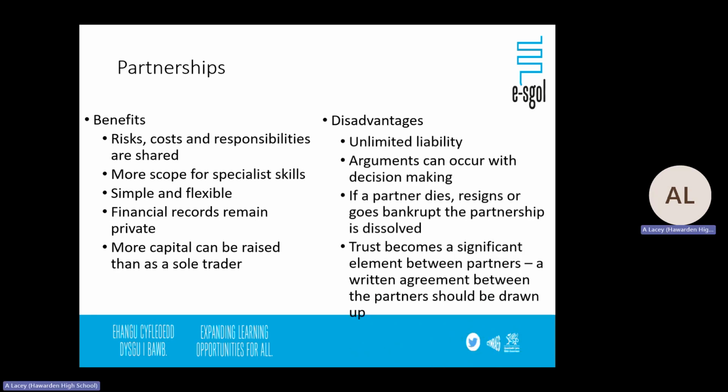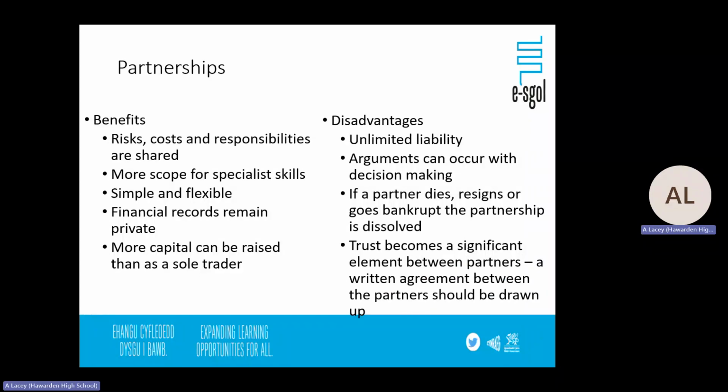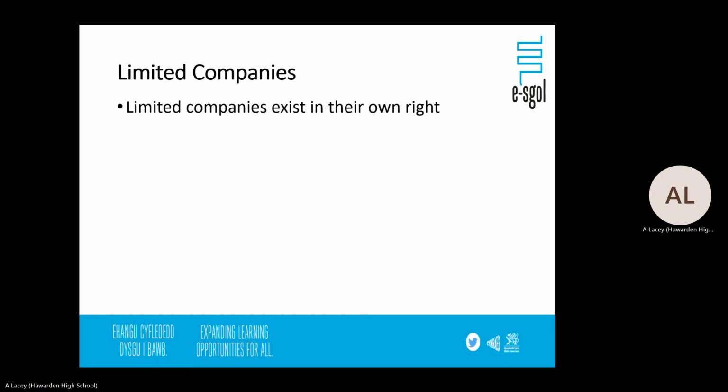Disadvantages, though, are that you've got unlimited liability, so arguments can occur. If a partner dies, resigns or goes bankrupt, the partnership is dissolved, and trust becomes a significant element between partners. A written agreement should be drawn up. So, as I was saying, a deed of partnership would be a good idea to make sure the rules of the partnership are set out in legal documentation. Again, that isn't a legal requirement. You don't have to have that, but it's always advisable.